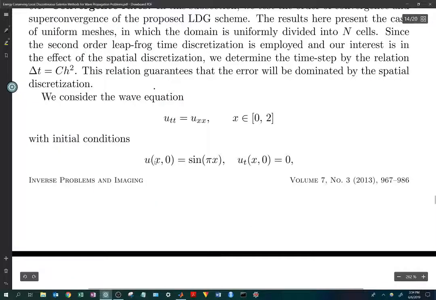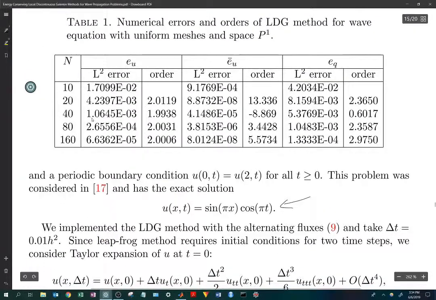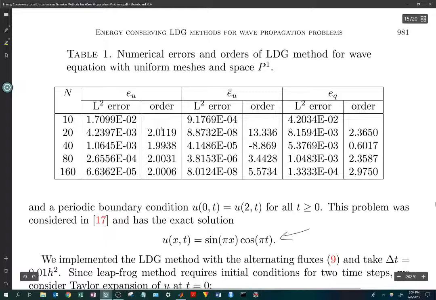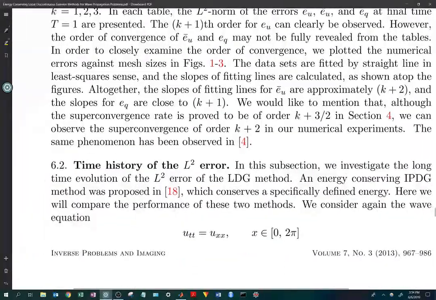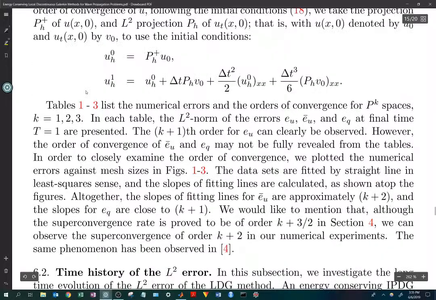Let's do this. Okay, so we're looking at this table. So this is at time t equals 1, right? Table 1. We're looking for table 1. In each table, the L2 norm of the errors at the final time t equals 1 are presented.